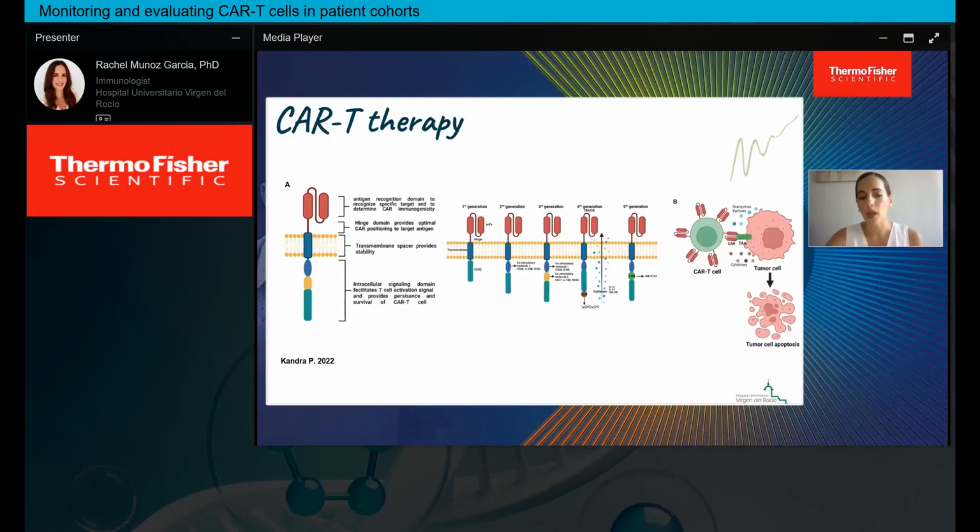This structure has changed over time from first generation to fifth generation. And the main difference between these generations is in the signaling domain. These domains have been improved by adding co-stimulatory domains, and in its simplest version, it also had the CD3 zeta chain of a TCR, and other co-stimulatory molecules have been added. In the last figure, we can see the action mechanism of the CAR T receptor. The extracellular domain can recognize specific antigens of the tumor cells, and the activation signal goes through the intracellular domain and activates the CAR T cell that kills the tumor cell in a specific way.